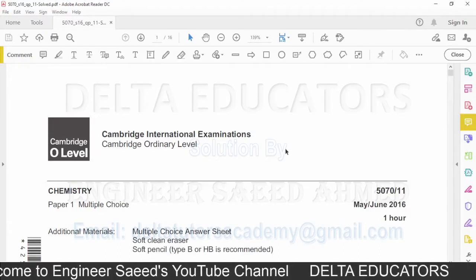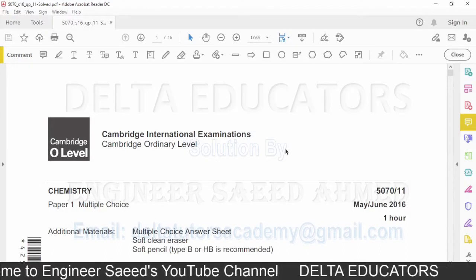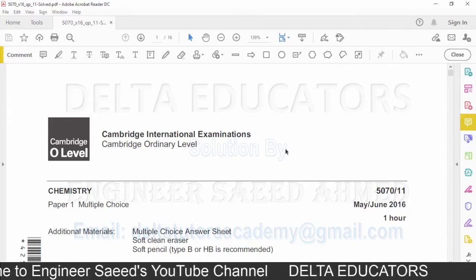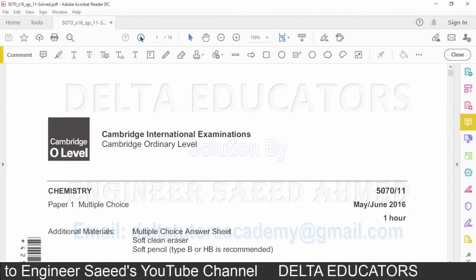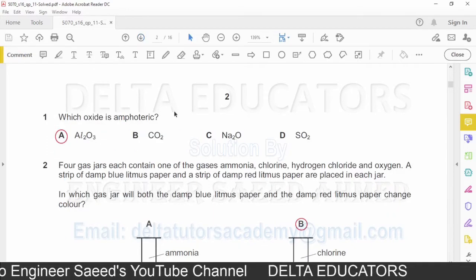O-Level Chemistry, Paper Code 5070, Paper 1, Variant 1, May June 2016. And today we are going to solve question number 1 to question number 10.